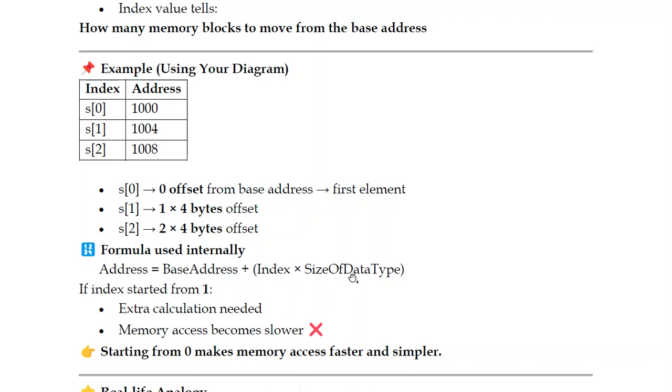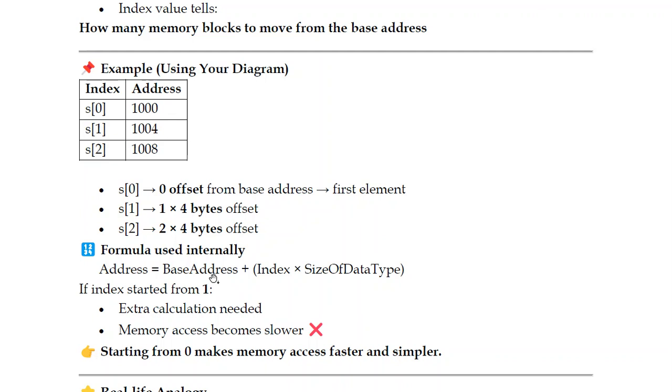So base address plus index into size of data type. Base address is 1000 plus index, what is that? 0 initially. So anything multiplied by 0 is 0. So 1000 plus 0, 1000. So initially s[0] will be stored in the 1000 memory address.